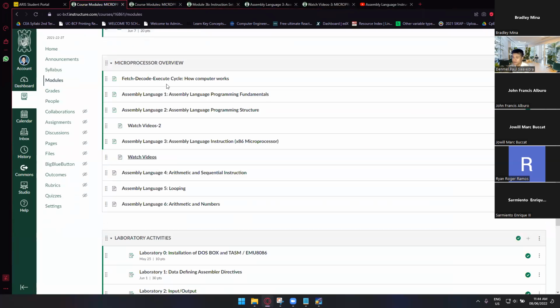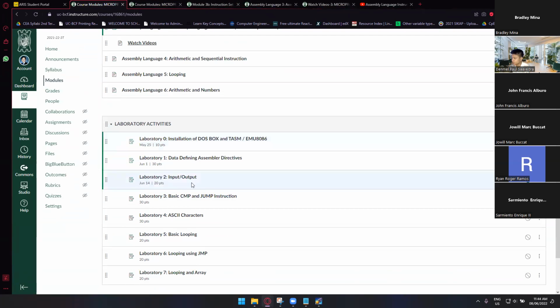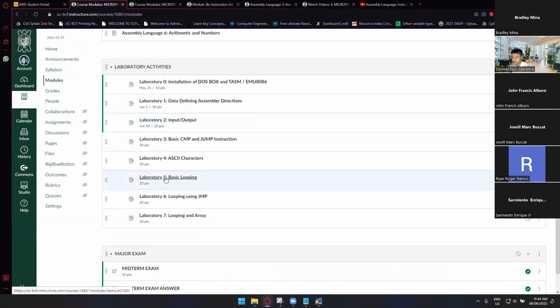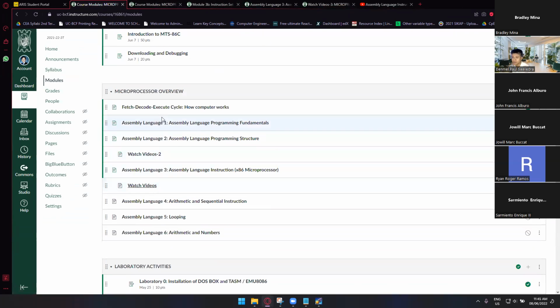And again, this laboratory number 2 is your last laboratory before your midterms. Of course the coverage of your midterm exam would be from module 0, the fetch and execute, up to assembly language 3. And then we have 3 more modules for your finals. So that would be all for today's meeting.